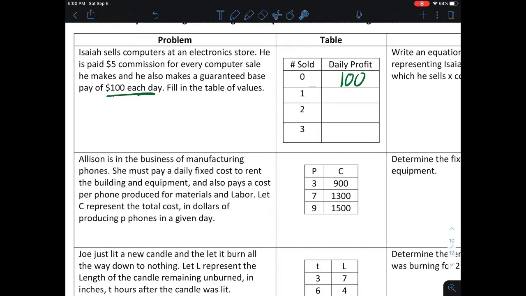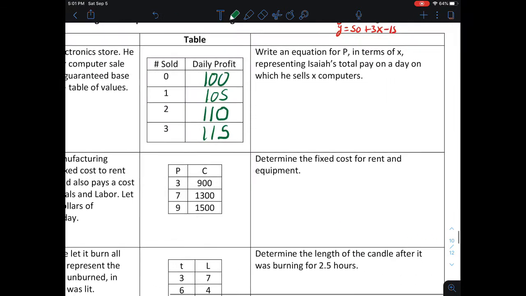Now, if he sells 1 computer, he gets a $5 commission on top of that. So his daily profit is going to be 100 plus 5, 105. If he sold a second computer, he's going to get paid another $5, which means that his profit for selling 2 computers would be 110. If he sells 3 computers, he gets a third $5 bill, which means he gets to walk out of there with $115 profit.